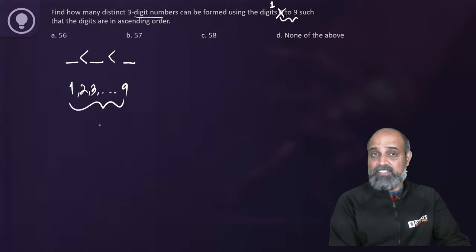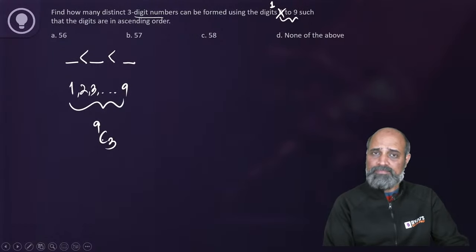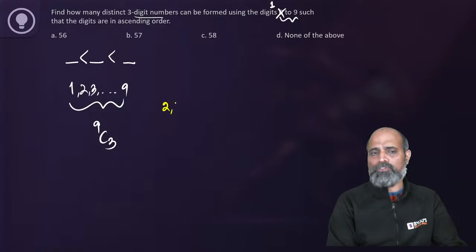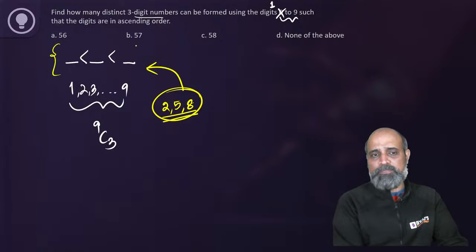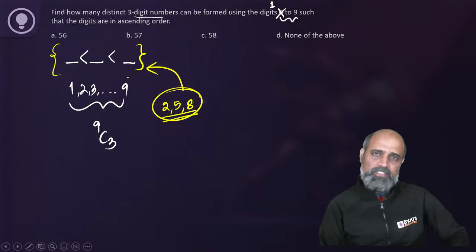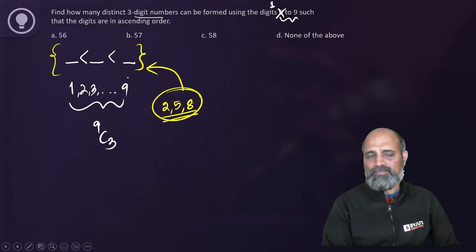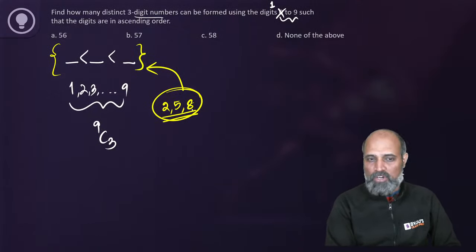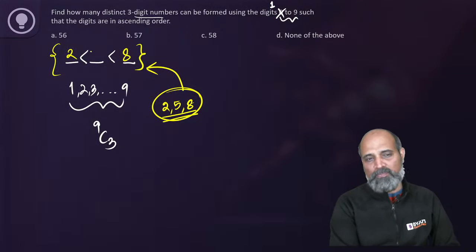Out of these 9 digits, if I select any 3, suppose I select 2, 5 and 8. If I want to put these 3 digits here as per the given condition, in how many ways can I put them? In how many ways can I place 2, 5 and 8? Can I say no matter what I do, out of these 3, the smallest will go here only, the largest will go here only, and the one in the middle will stay in the middle?